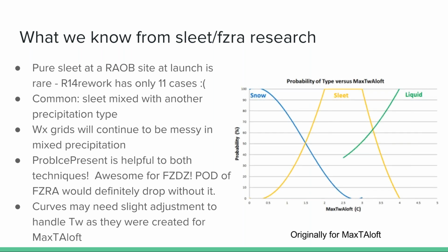Here are the current curves that we use off of max wet bulb aloft. These were originally created for max T, but because max wet bulb, almost by definition, is going to end up being colder, these curves may need some slight adjustment based upon the research that we've looked at so far.